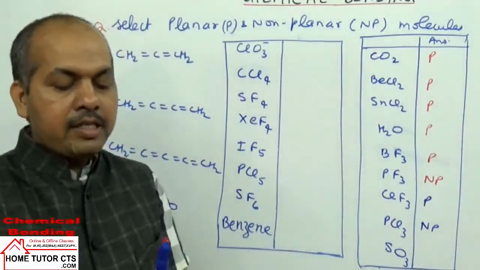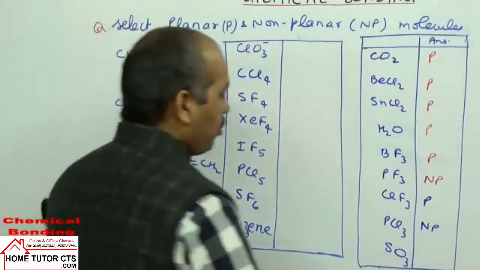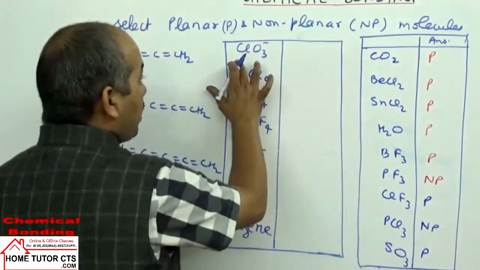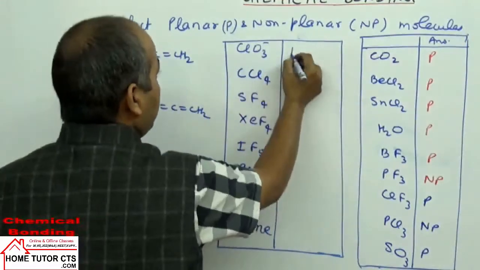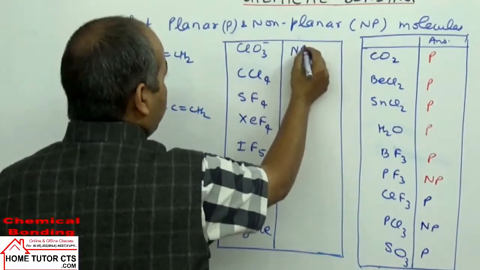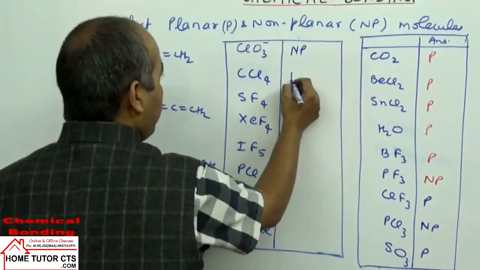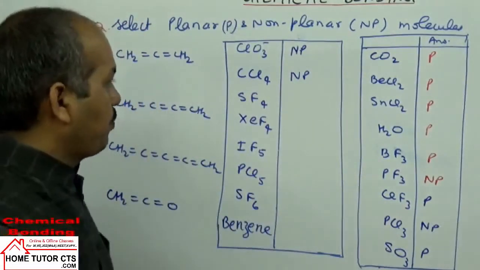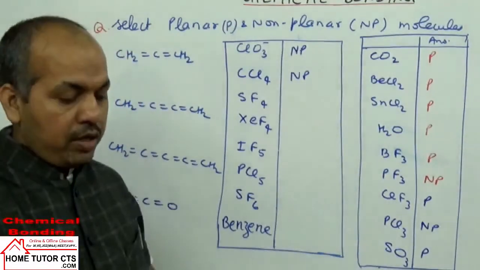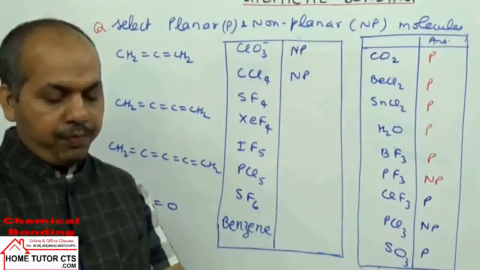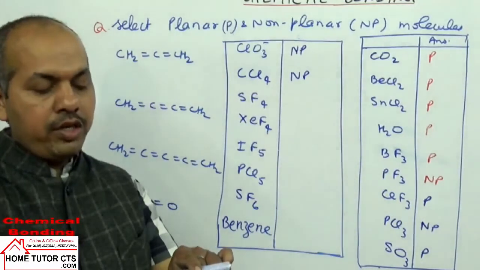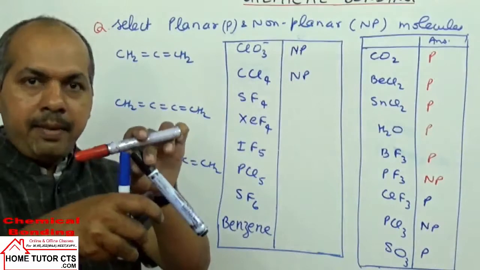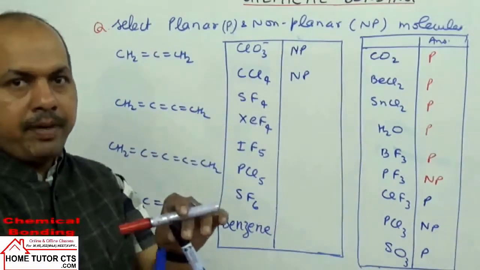non-planar. SO3 shape becomes triangular planar. All the atoms come in the same plane, so it is a planar molecule. इसका नाम होता है trigonal planar shape. ClO3 negative shape is pyramidal, so non-planar. CCl4 is tetrahedral, non-planar. Now if you take the SF4 molecule, the shape is called seesaw. The angle is slightly affected here, but all the atoms can come in the same plane.